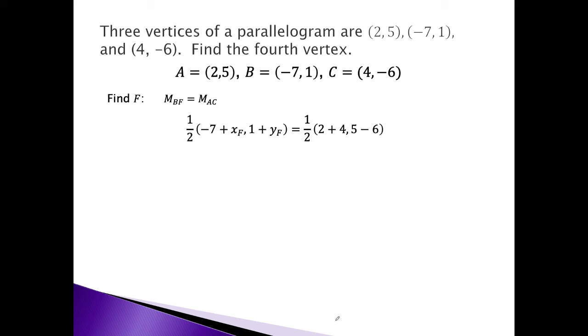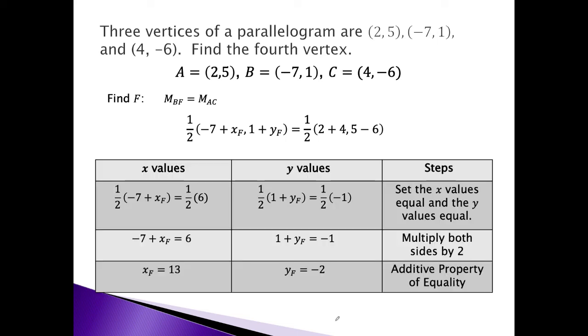So we're going to set our midpoints equal to each other. 1/2 of (-7 plus x sub F, 1 plus y sub F) equals 1/2 of (2 plus 4, 5 minus 7). Again, I did the table so that we could do our x and y values at the same time. 1/2 (-7 plus x sub F) equals 1/2 (6), and 1/2 (1 plus y sub F) equals 1/2 (-1).